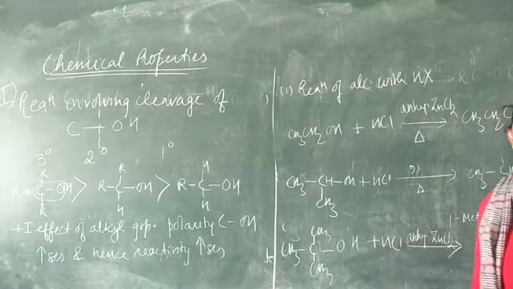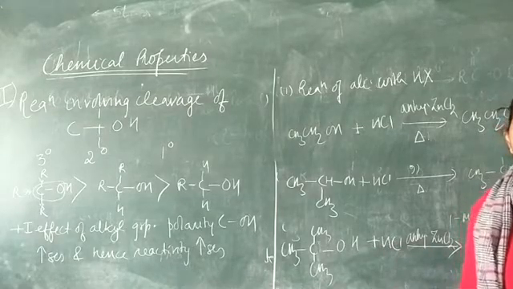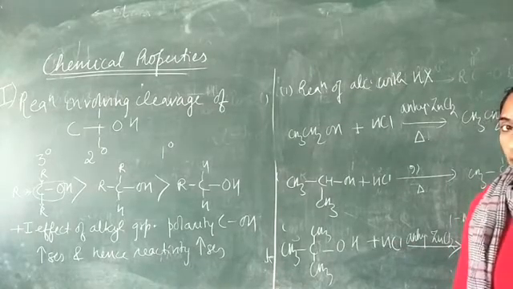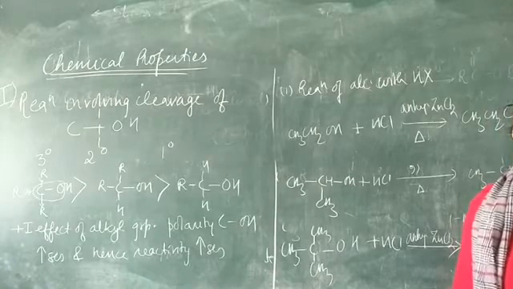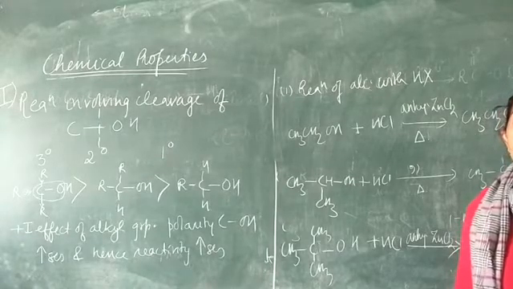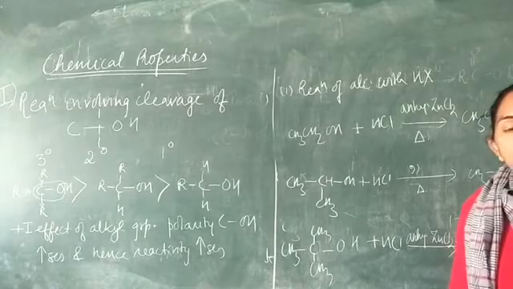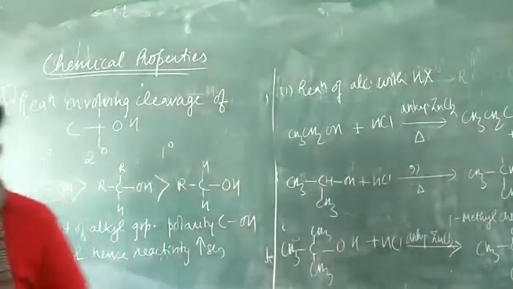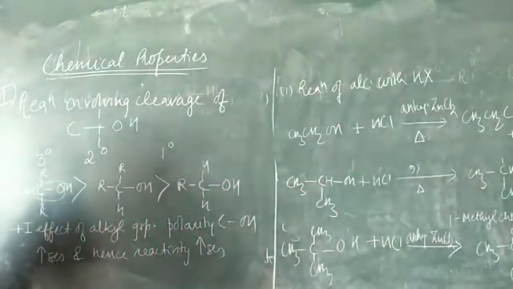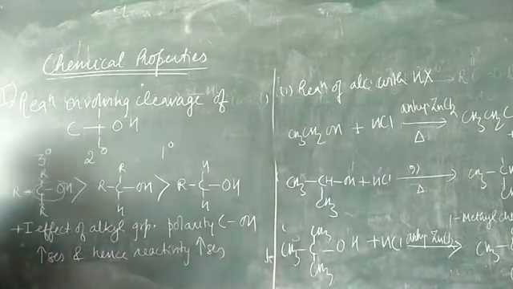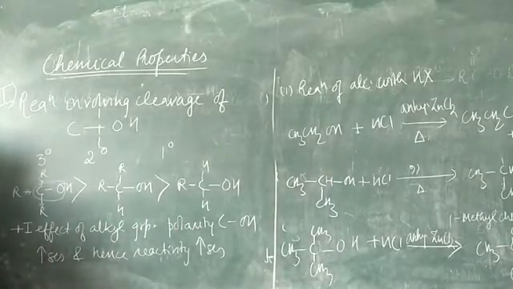Whereas a secondary alcohol takes nearly 3 to 5 minutes to form the turbidity, and the primary alcohol will not show any turbidity however long we leave it, until and unless we heat the reaction mixture. So from here we can conclude that tertiary alcohols are more reactive when the cleavage of the C-OH bond is concerned.